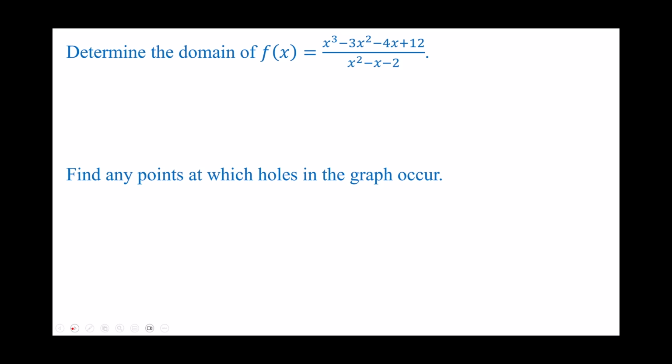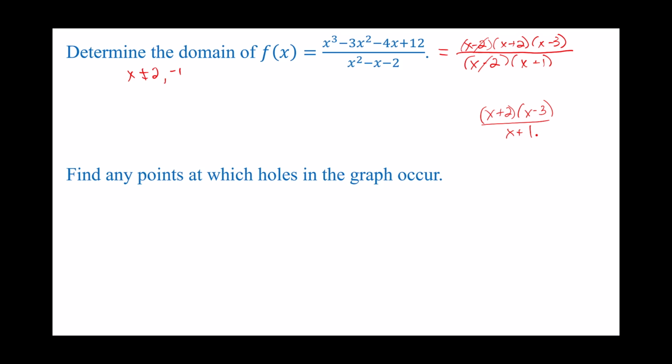f(x) equals x cubed minus 3x squared minus 4x plus 12 divided by x squared minus x minus 2. If I factor this, I should get (x minus 2)(x plus 2)(x minus 3) divided by (x minus 2)(x plus 1). So my domain: x cannot be 2 or negative 1. Then I can cancel out my like factors, and I have (x plus 2)(x minus 3) over x plus 1. I'm going to use that function now to find everything else.